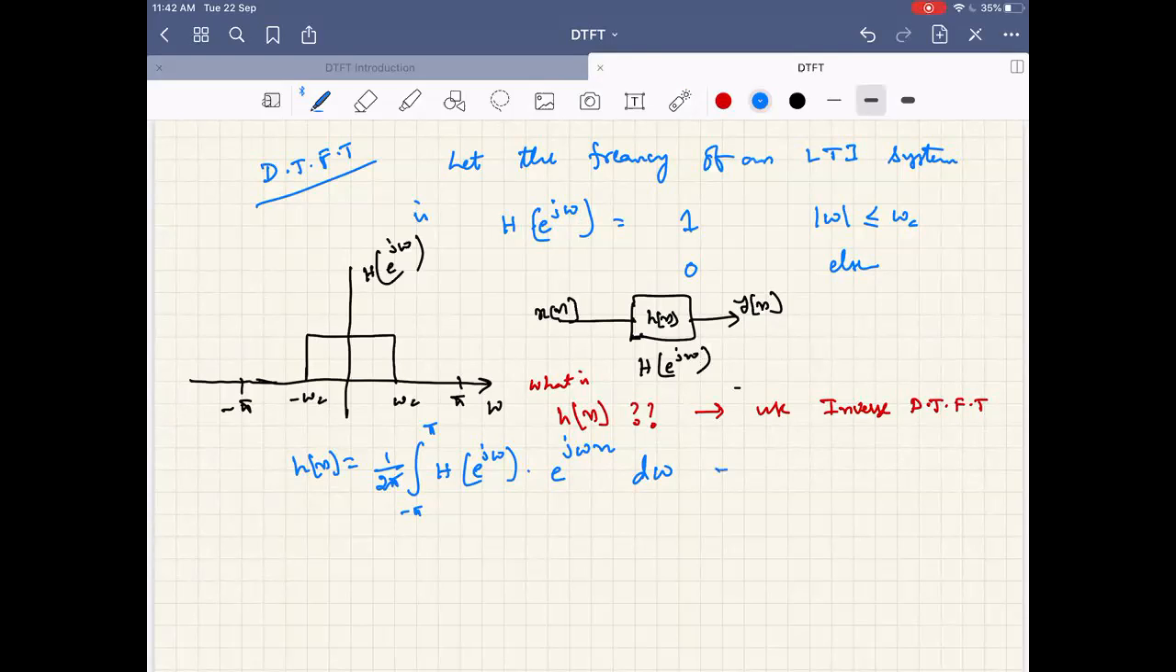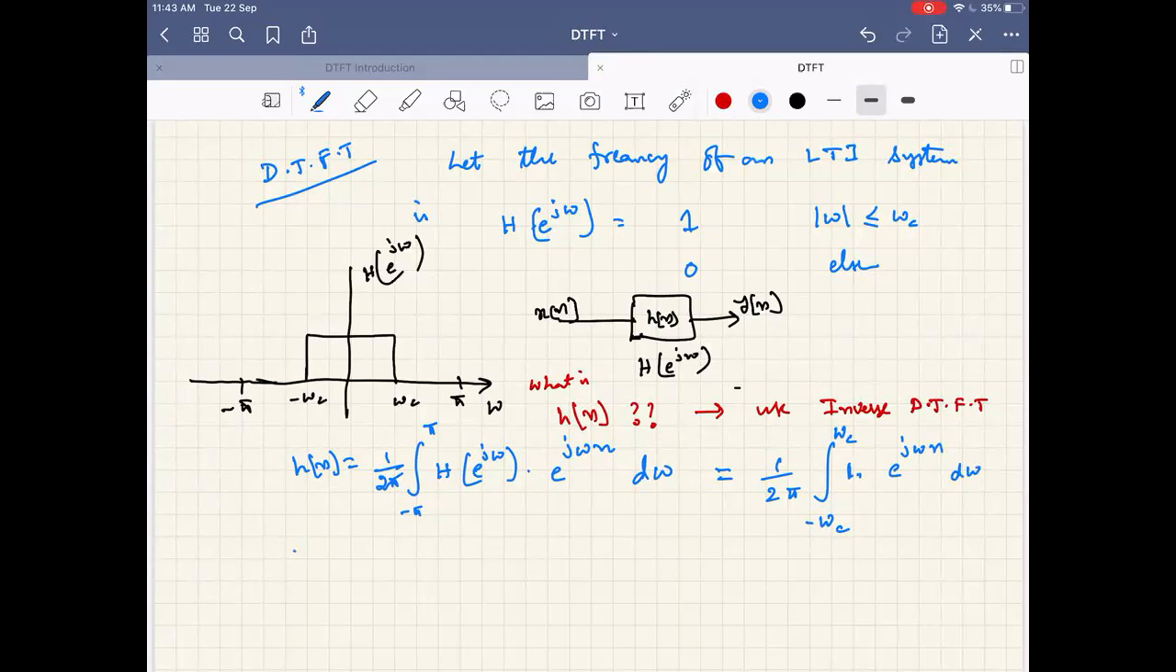So let us substitute and solve. What should I substitute here? Anyway, minus pi to pi I have to integrate, but when I substitute h of e power j omega explicitly here, what is the range I should consider non-zero? It is non-zero only from minus omega c to omega c. So while integrating, considering that range is good enough. In that range, what is the magnitude? It is 1, into e power j omega n d omega.